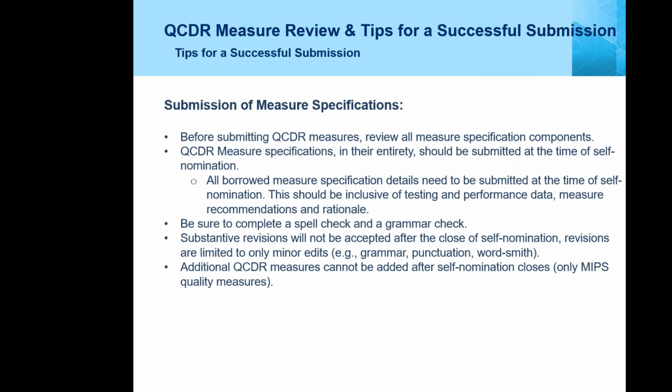Revisions at this point are only limited to minor edits: grammar, punctuation, wordsmithing. And due to the nature of the review process for QCDRs and the approval of those during that self-nomination timeframe, additional measures cannot be added after self-nomination closes. And the caveat is that MIPS quality measures can be added for a QCDR to report on. That includes the clinical quality measures, and the eCQMs can be added to your inventory after the self-nomination closes, but not a QCDR measure.